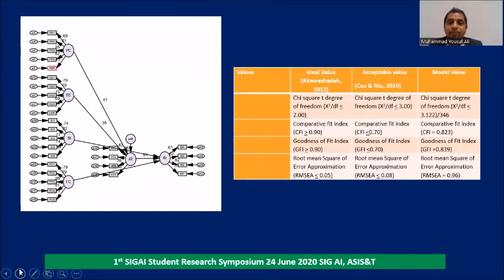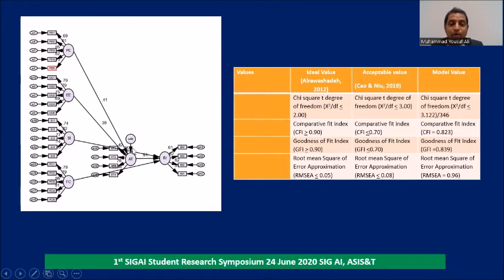As per Cow and Newell in 2019, the acceptable minimum value is chi-square less than 3, but we received a value of 3.122. Comparative fit index should be greater than 0.70, and we have a strong value, 0.823. Goodness of fit index is also greater than 0.7, and we have 0.839. The root mean square error of approximation is very high, 0.096. In column 1, we have the ideal values mentioned for chi-square, CFI, GFI, and RMSEA, which is 0.05.